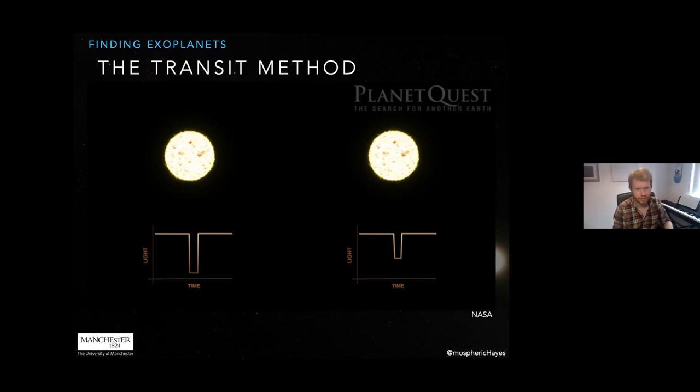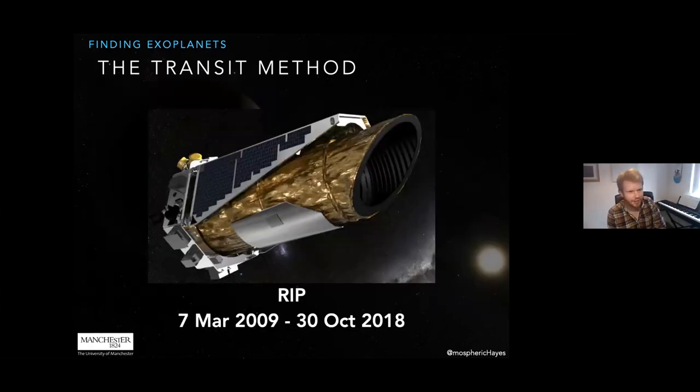So it's not just me that gets excited about the transit method. NASA did before I did, because, you know, I am young and NASA has existed for longer than I have. This is the Kepler Space Telescope. It was launched in 2009. It is still up there somewhere, but it is now trash. It was decommissioned, or at least they turned it off, at the end of October 2018.